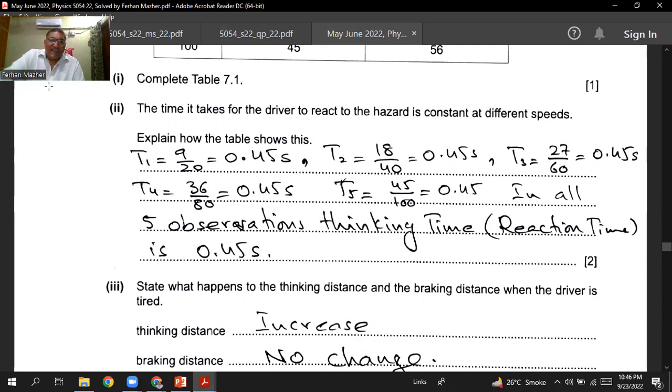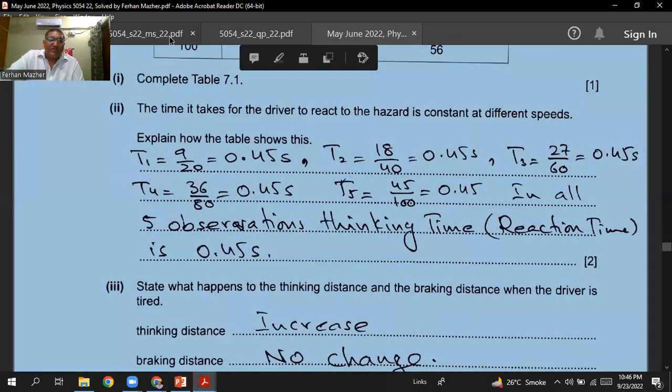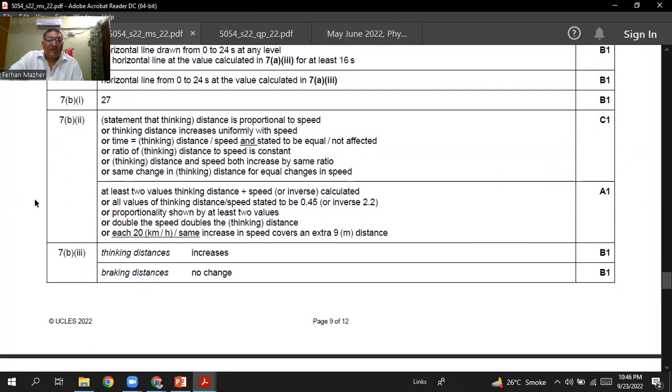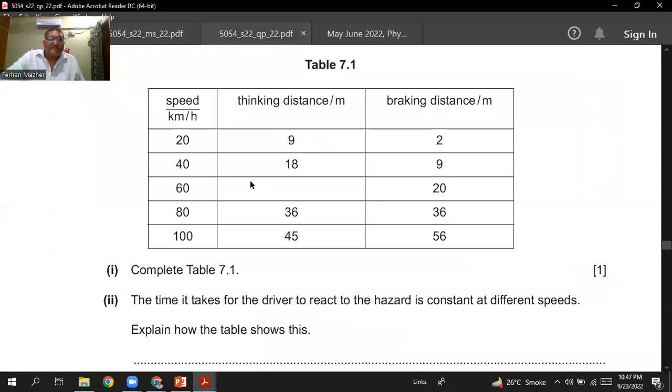So I hope you understand this, and let me show you the marking scheme. This is our answer. Okay, so our answers are right.